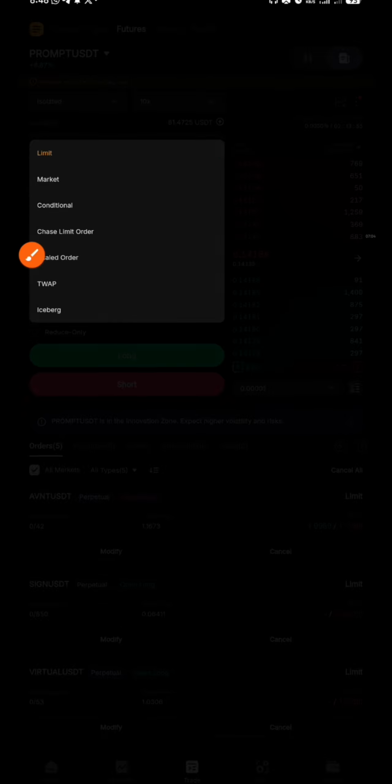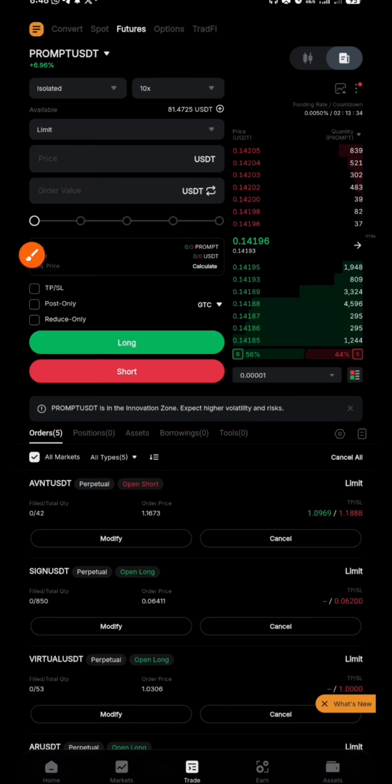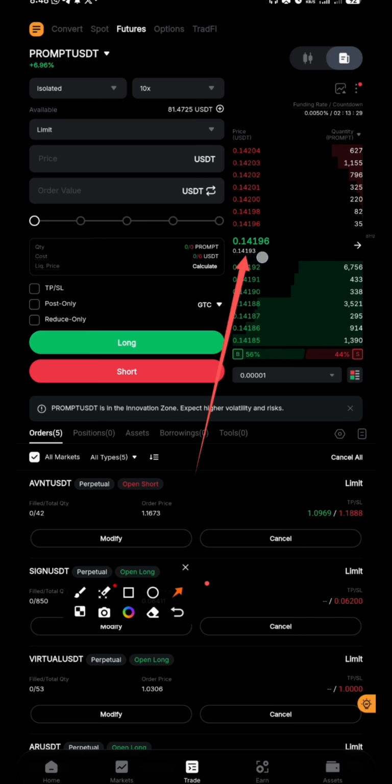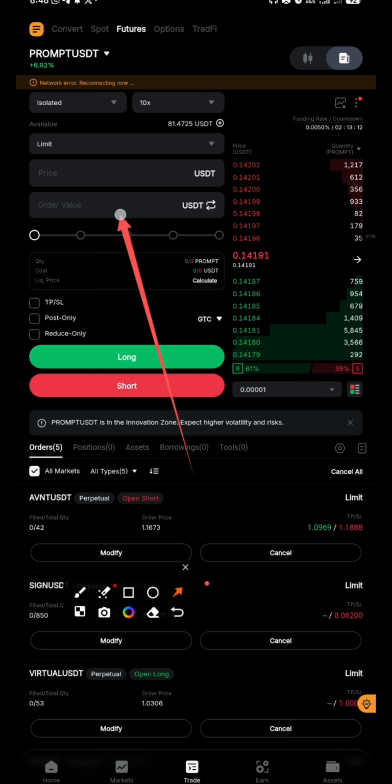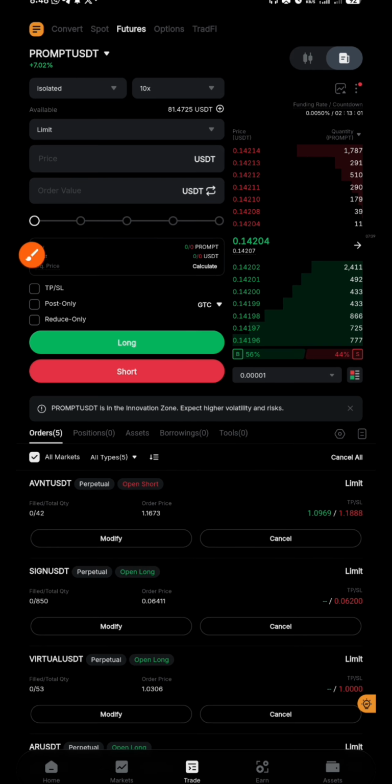Now, what limit means is that, let's say this prompt is trading at 0.141. Let's say you don't want to enter at 0.141. You want to enter when it drops down to 0.13. Then you tell the system you use limit, and type in the price you want to enter at, which is what I'm doing. Limit order means when the market gets to this point, enter for us, trigger the trade for us. That's the meaning of limit order.